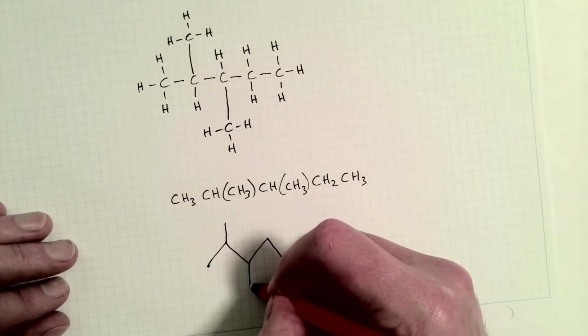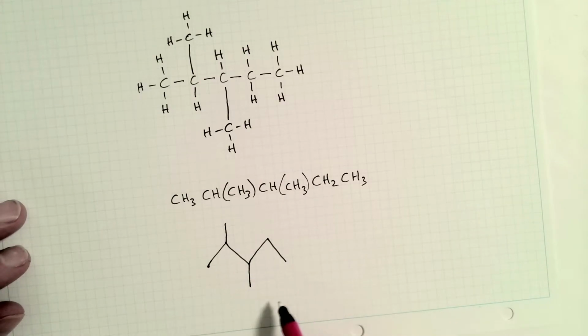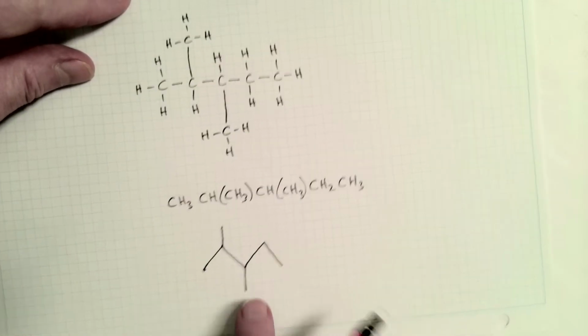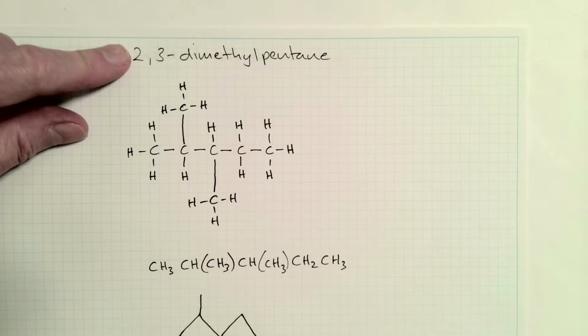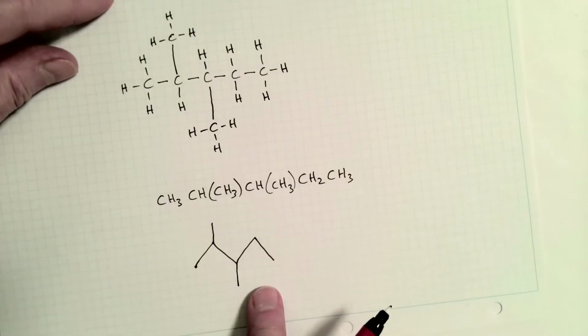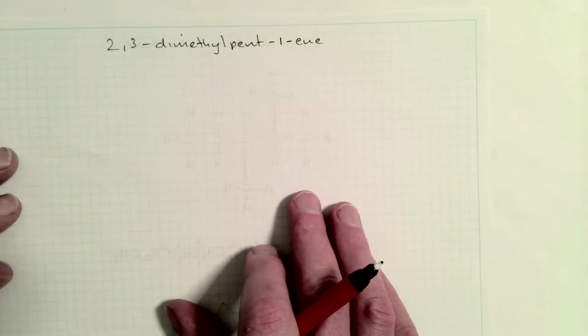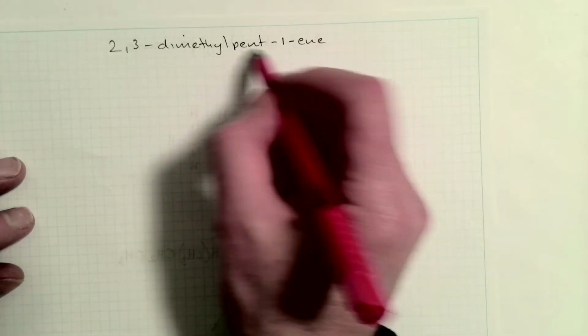You can go either side with this, but it's a bit easier, and that is that substance up here, 2,3-dimethyl pentane with line angle structure. Okay, so let's look at another problem. This is our alkene, and let's see if we can work this out.